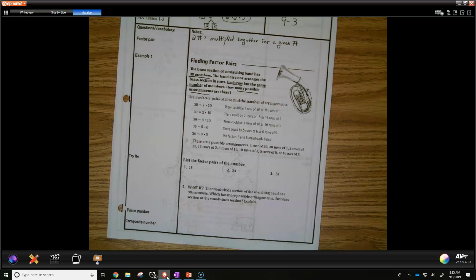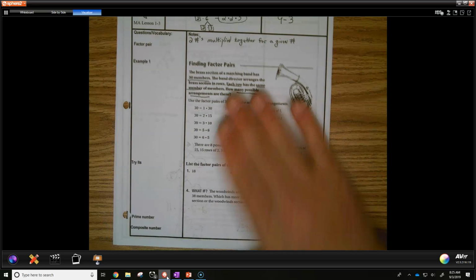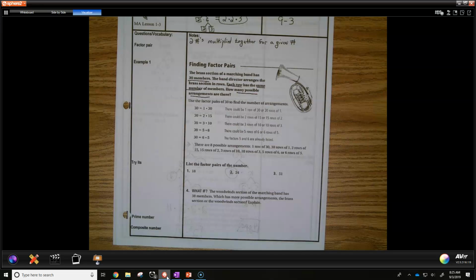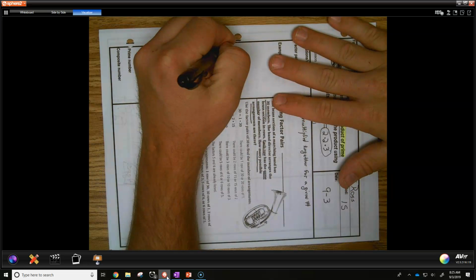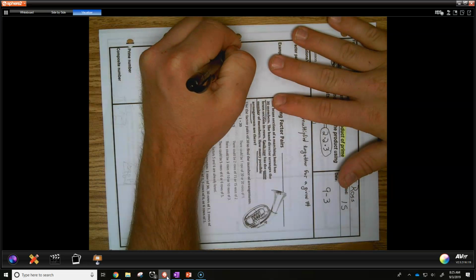It just doesn't work. I'm going to show you a trick on how we can find all factor pairs. So right here in your notes, I'm going to turn mine sideways to give me room. Let's write down the number 30.